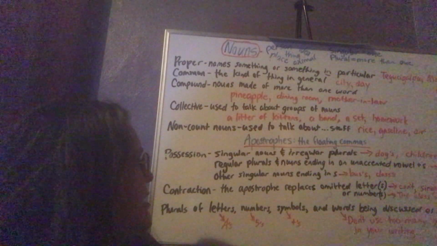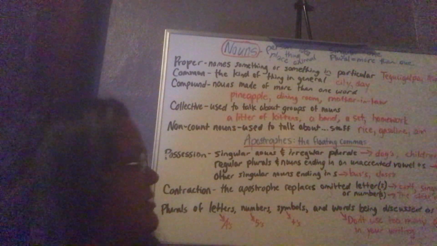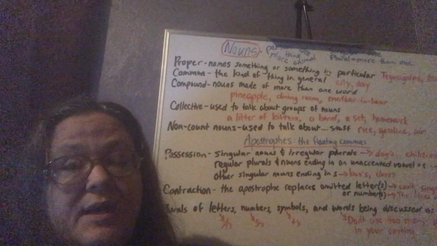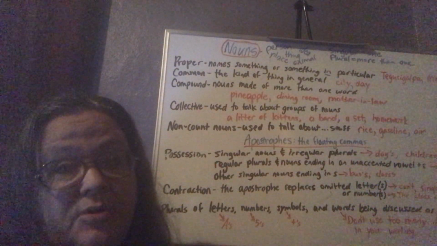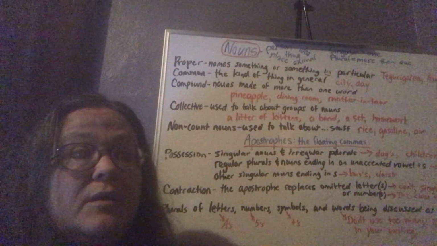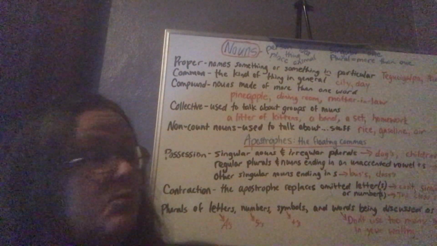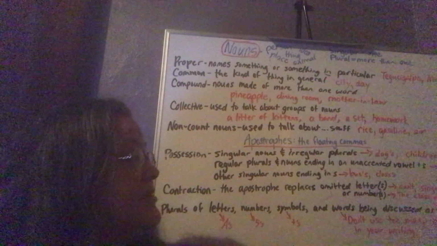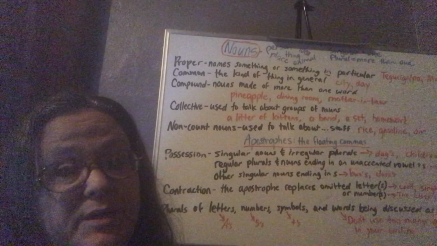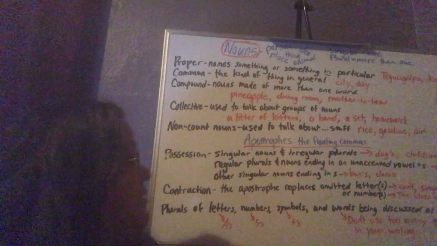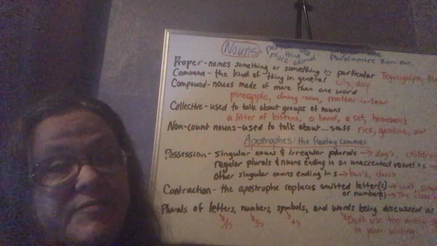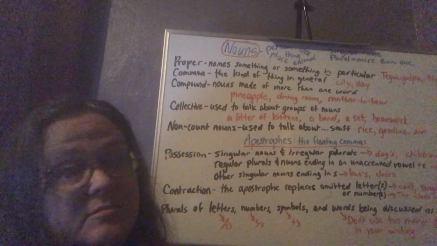And then also an apostrophe might replace some numbers. So we might say, this year the seniors are the class of 21. Instead of saying 2021, you could put the class of apostrophe 21, the class of 21, like that. And this apostrophe signifies that we are leaving out a number or two.